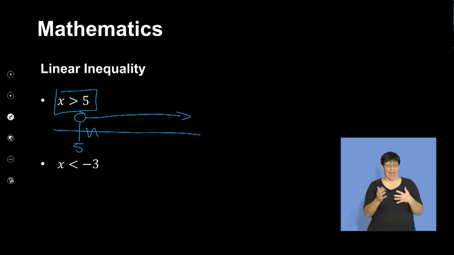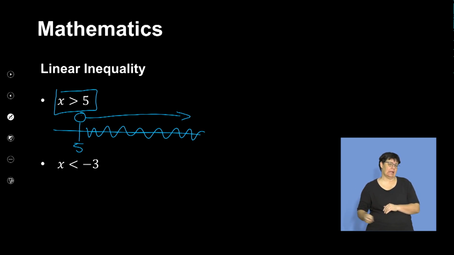So everything that I have here on the number line will be 6, 7, 8, 100, 150, 2,000, and all of that. All of those numbers are said to be greater than this 5, but excluding the 5 itself.